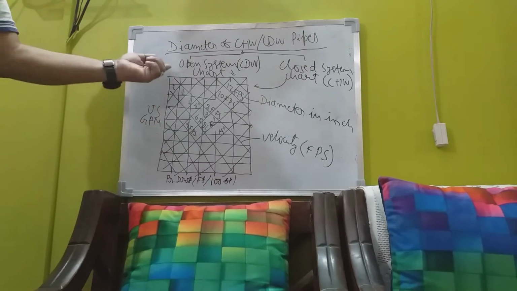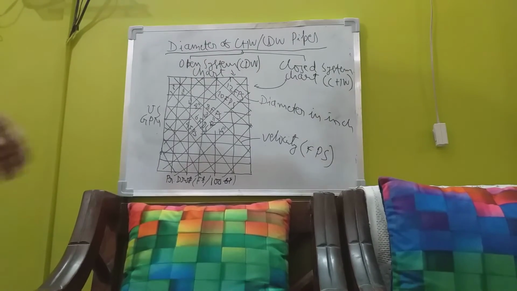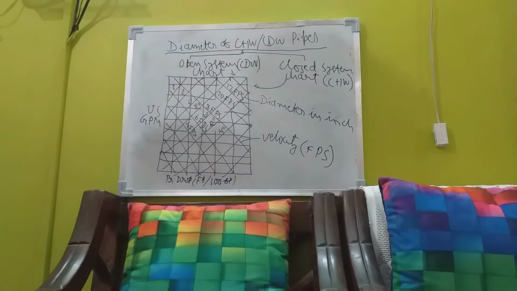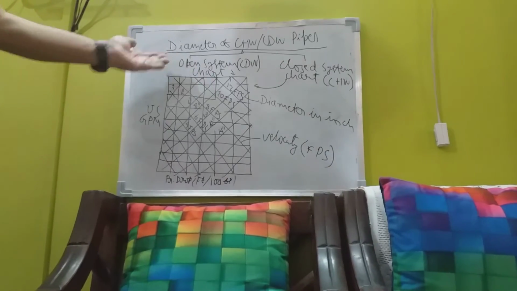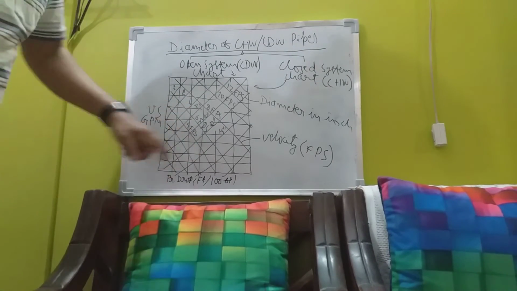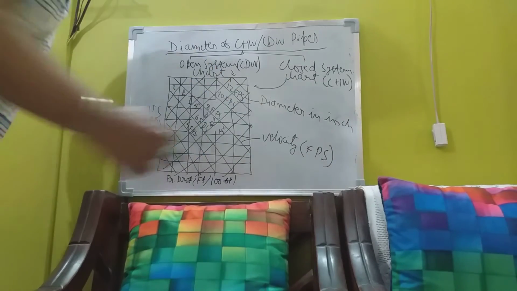And this is US gallons per minute. How much water is flowing? What is the flow rate of water in US GPM, United States gallons per minute? The volume flow rate is given here. Other than that, here is the velocity. These all are velocity. I have written velocity. You can see it in FPS, feet per second.